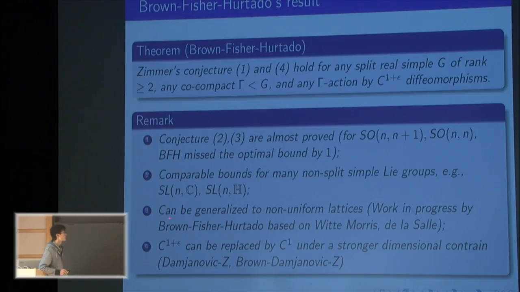So the result can also be generalized to non-uniform lattices. I heard this is work in progress by Brown, Fisher, and Hurtado, based on related work of Witte Morris and Lifschitz. Regarding the regularity issue, the C^(1+epsilon) can be replaced by C^1 under a stronger dimensional constraint. This was first proved by Damjanovic and me, and then we improved the bound we got in our paper after Brown joined us.